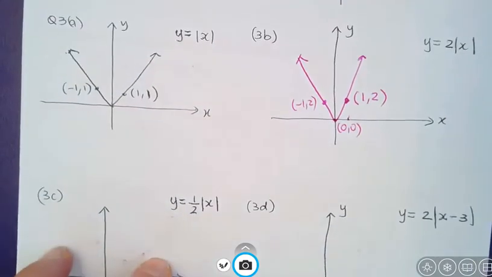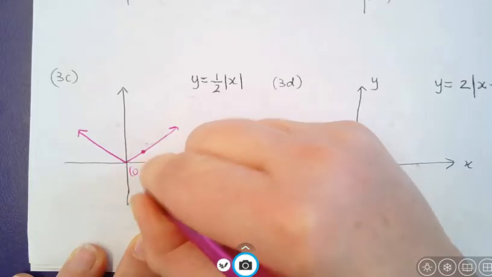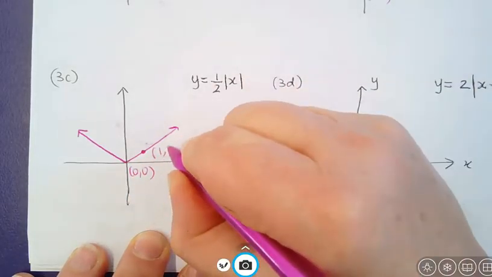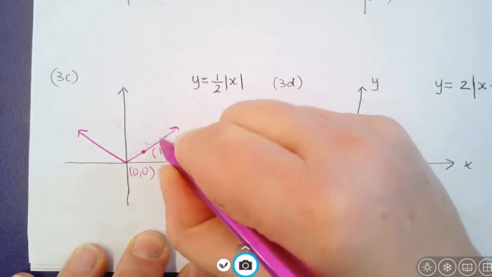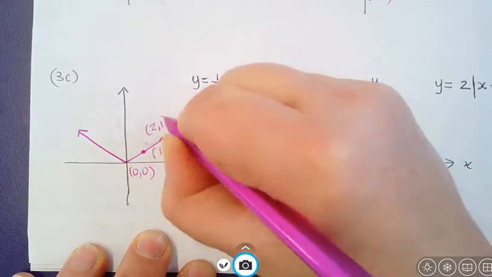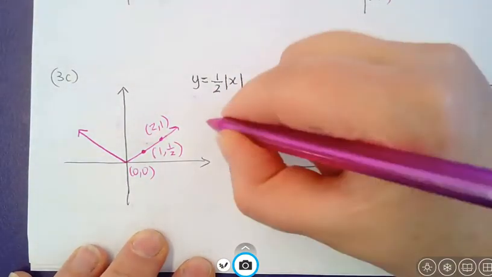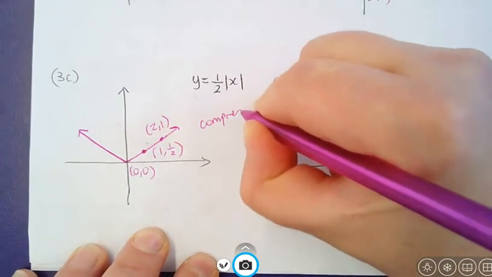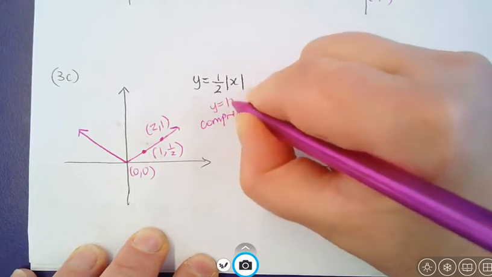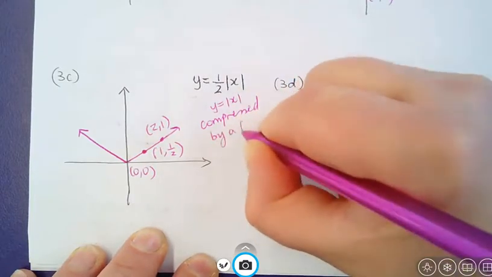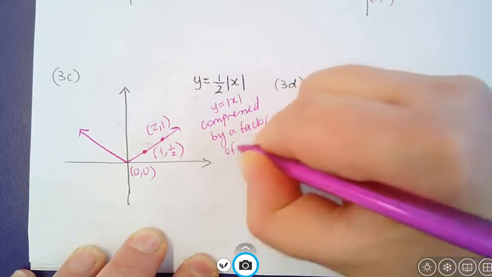Do the other ones, please, quickly. You would have 1, a half. Or another point would be 2, 1, for example. 1, a half and 2, 1. This has been compressed. So y equals absolute value of x is compressed by a factor of 2 from the x-axis.